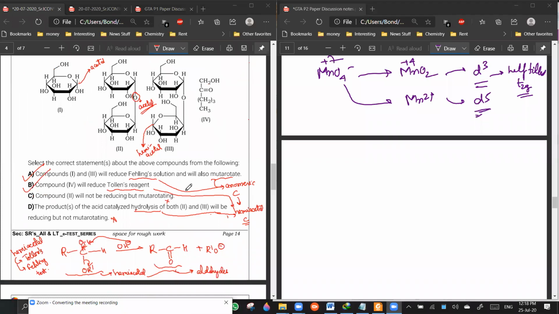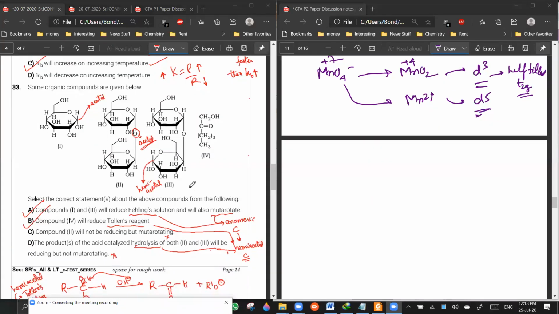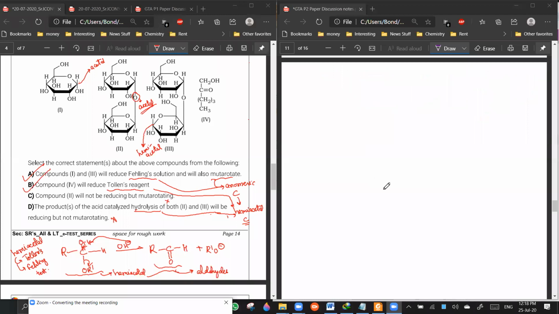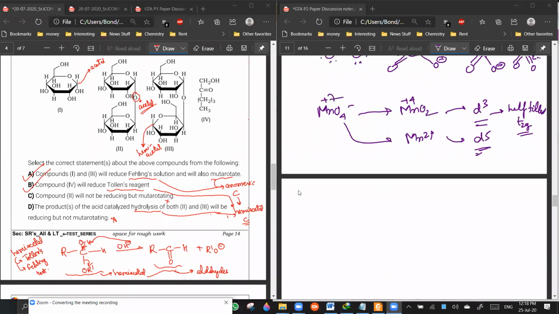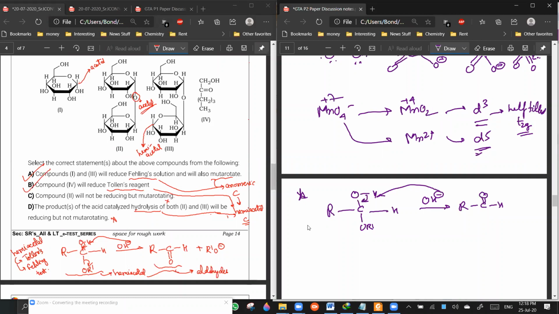Okay, after 33 is a doubt. So, will hemiacetals reduce Fehling solution? You see what happens in case of hemiacetals. See, a hemiacetal is something like this. If you have an alkaline medium, it will decompose. In fact, hemiacetals will decompose in alkaline as well as acidic medium. In acidic medium, everything will decompose.